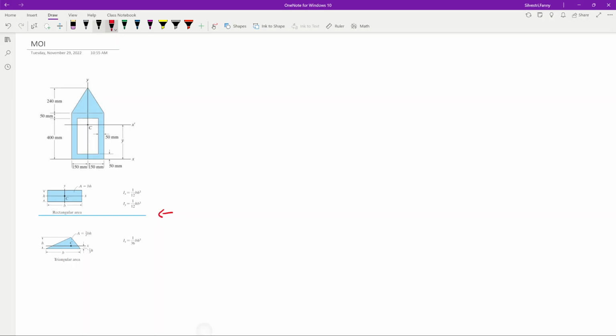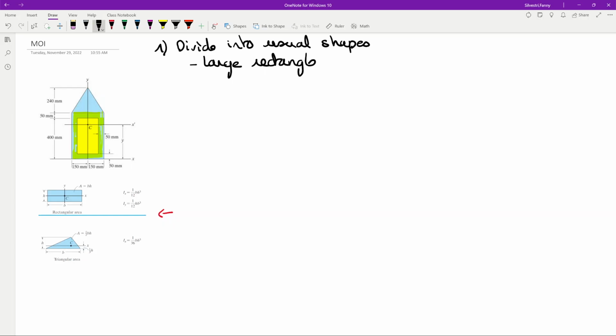So the first step will be, let me try to do step by step. First step will be to divide into usual shapes. Okay, let's do that. We will have a large rectangle. That's the yellow one. We will have a small rectangle inside.